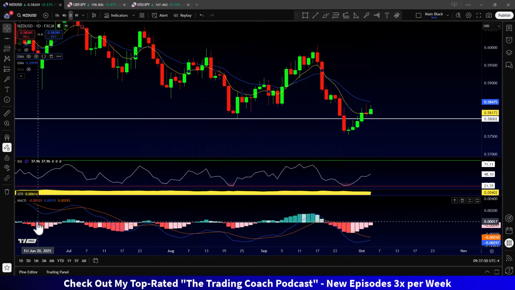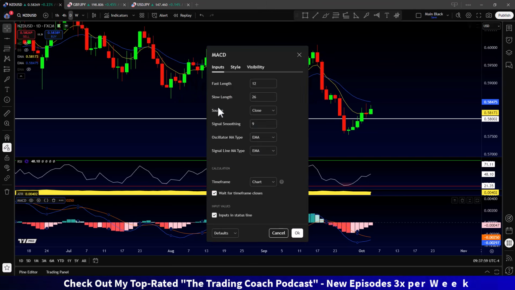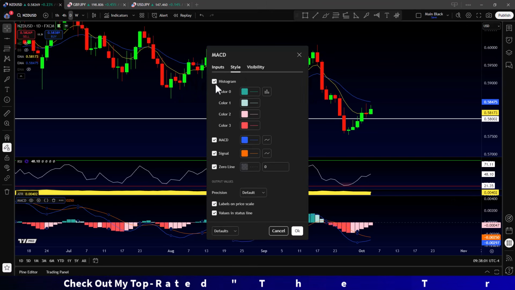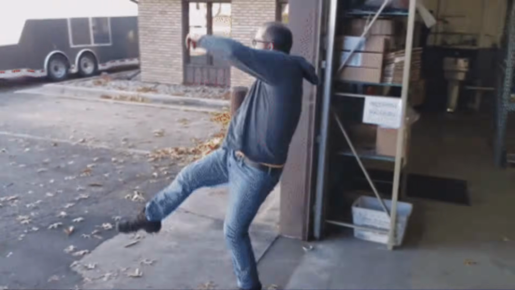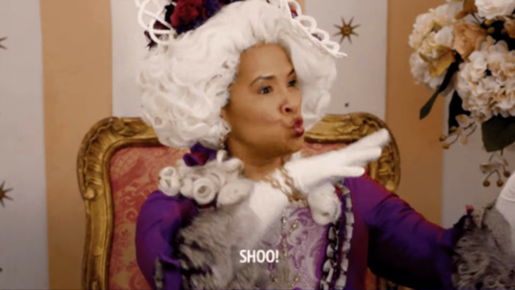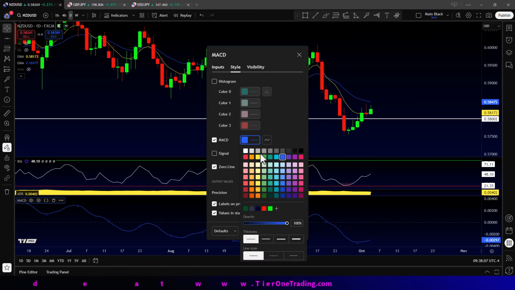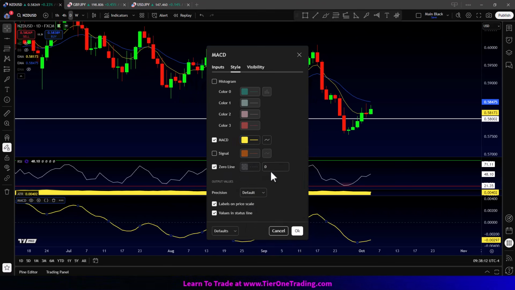But when I use them for a directional filter, again, in building strategies, here's what I do. And you may be a little bit disappointed. I go to my settings tool right here. I go to style. I don't need the histogram. Be gone. I don't need the signal bar. Be gone. All I need is the MACD. I'll thicken this up some. And then all I care about is the 0 line.